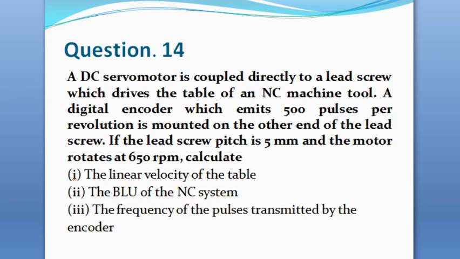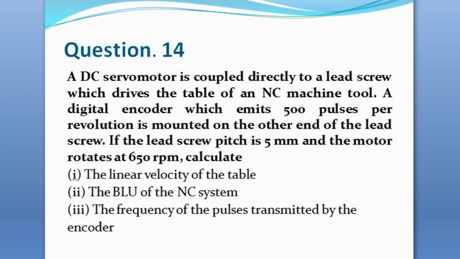Then the 14th problem. A DC servo motor is coupled directly to a lead screw which drives the table of an NC machine tool. A digital encoder which emits 500 pulses per revolution is mounted on the other end of the lead screw. If the lead screw pitch is 5 mm and the motor rotates at 50 rpm, calculate the linear velocity of the table, the basic length of the NC system, and the frequency of the pulses transmitted by the encoder. It is an assignment problem given to you.